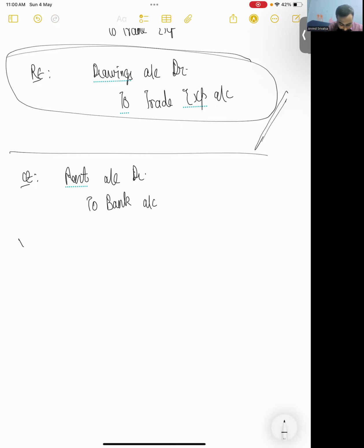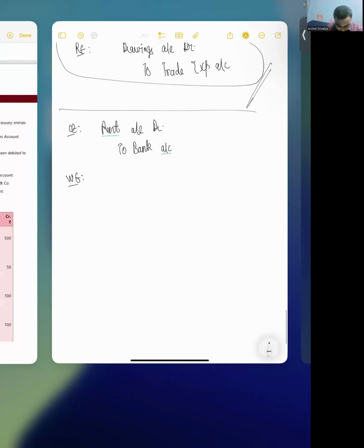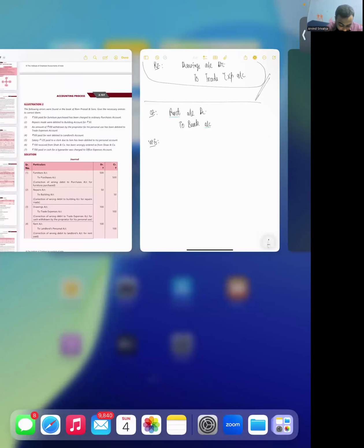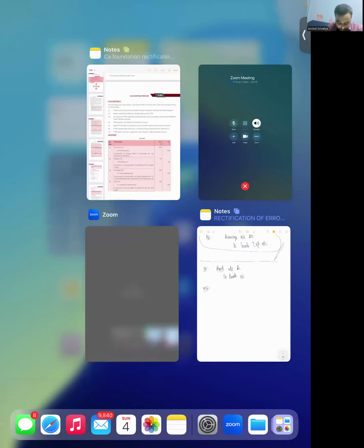Correct entry. Your wrong entry is, so what have they done? Rent 100 paid for rent debited to landlord's account. Sorry, my bad. Just a moment.